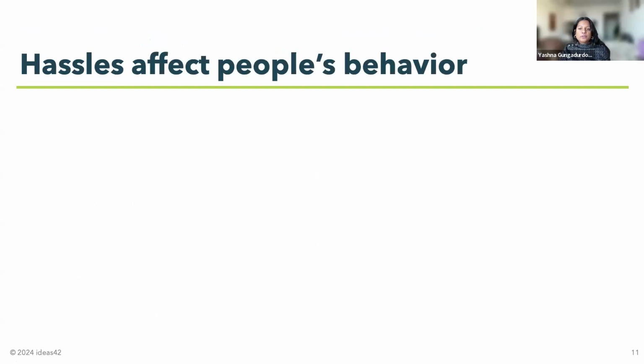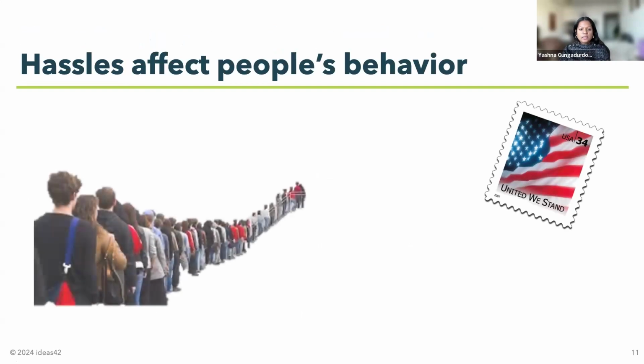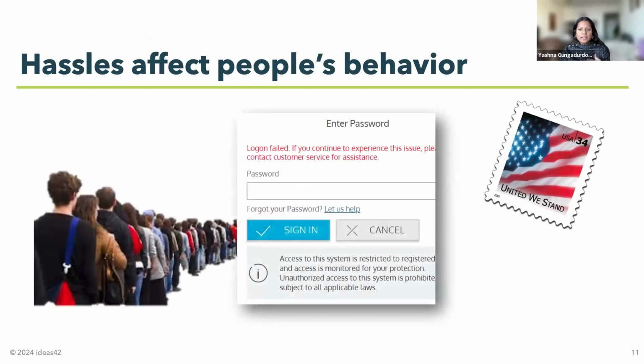So diving into our first best practice, one insight you're going to want to keep in mind as you're creating your survey is that hassles or seemingly small inconveniences impact people's behavior. For example, needing to find a stamp can lead to someone not mailing important information. Seeing that you need to wait in line could mean you give up on participating in something or in accessing the resource that everyone else is waiting in line for.